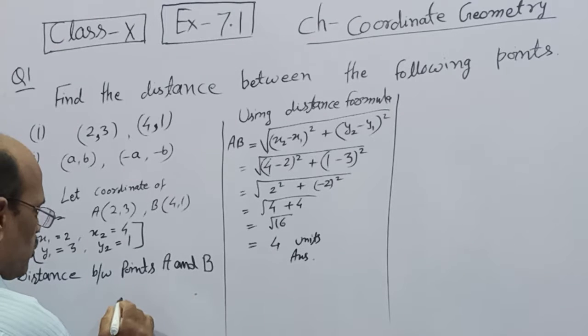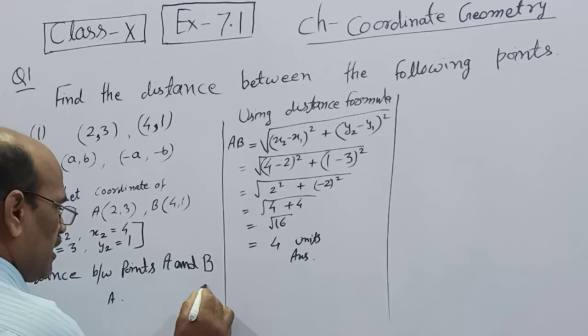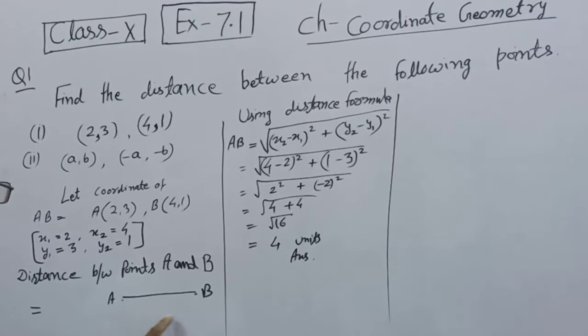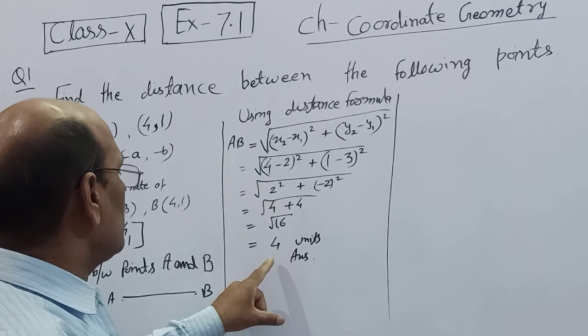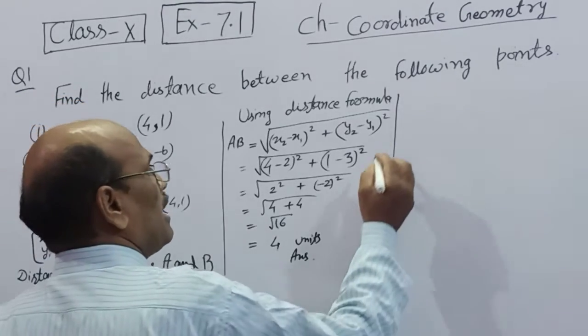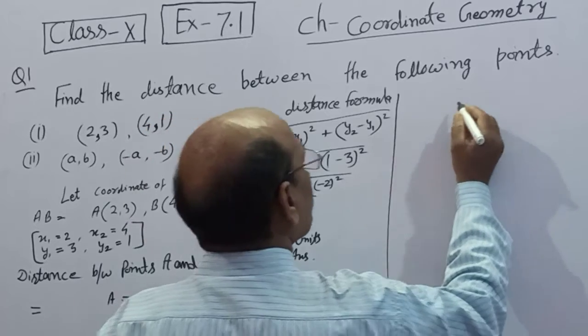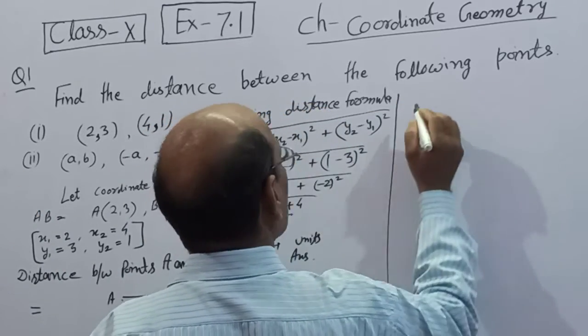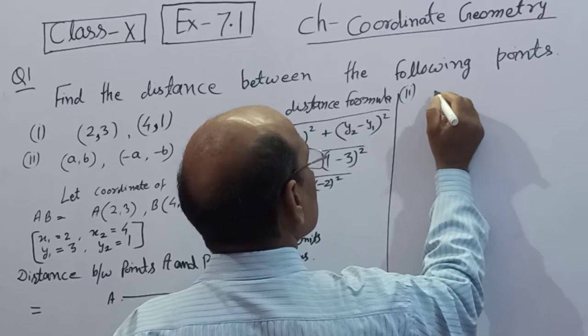I have 2 points, here is A, here is B. We have to find the distance between AB. Therefore the distance of AB is 4 units. Okay, right? This is the first part, and similarly now the second part.